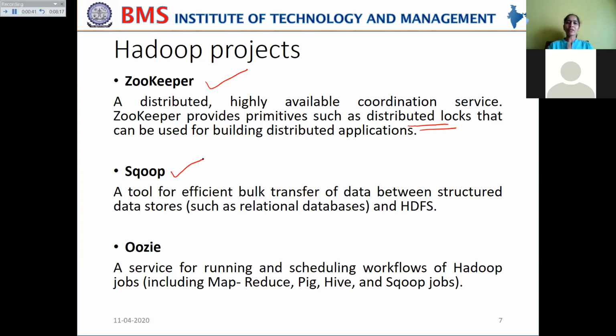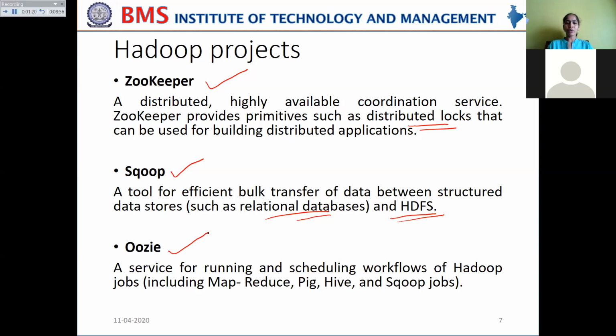And the next project is Scoop. This is a tool for efficient bulk transfer of data between structured data stores such as relational databases and HDFS. Say some organizations have RDBMS, relational databases, in place. Now all the data will be captured in relational databases. If you want to store large volumes of such data at a higher level, then all that data can be transferred in bulk to HDFS by using this Scoop project.